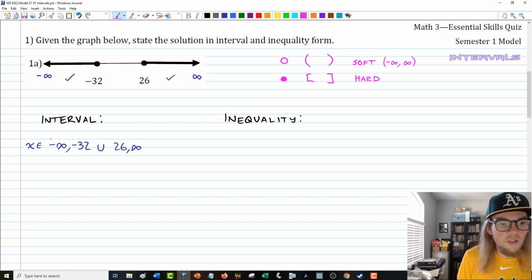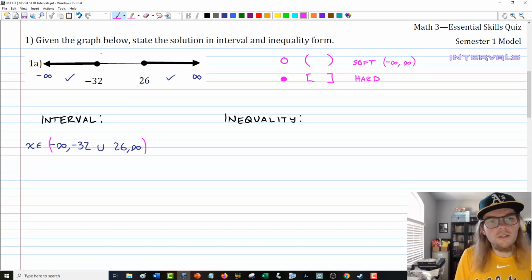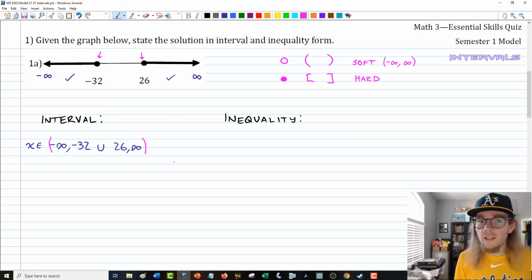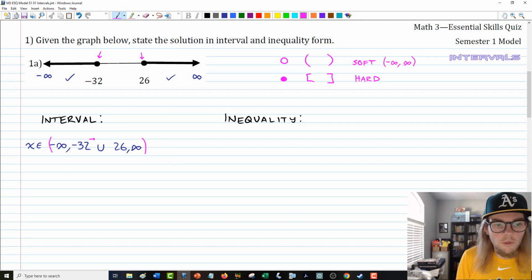So in this case, we're going to have soft brackets or parentheses around the negative infinity, as well as around the positive infinity. And then for the negative 32 and 26, you'll notice that we have closed dots or filled in dots in each case. That indicates we're going to use hard brackets each time. So I'm going to use a hard bracket right there and a hard bracket right there.